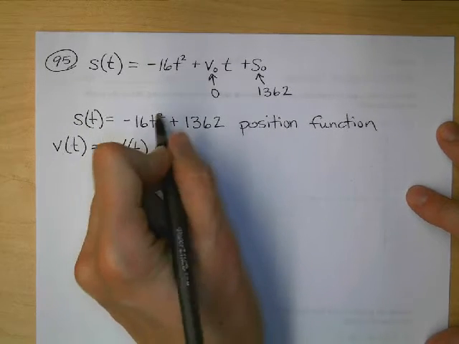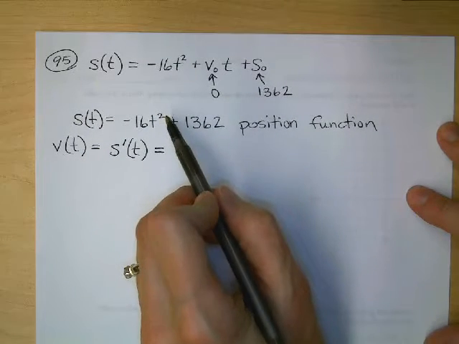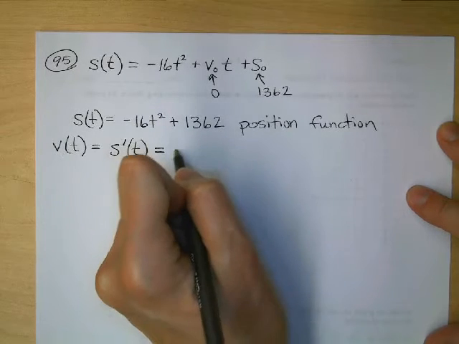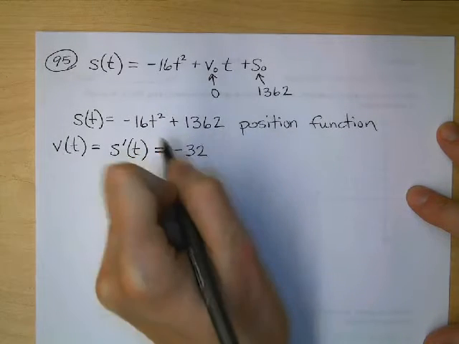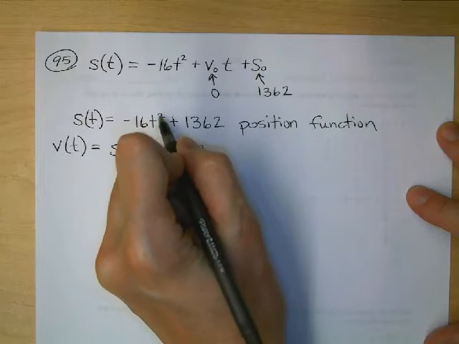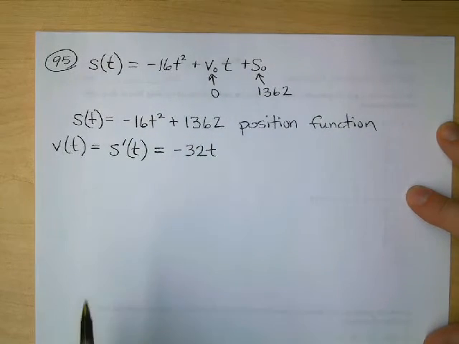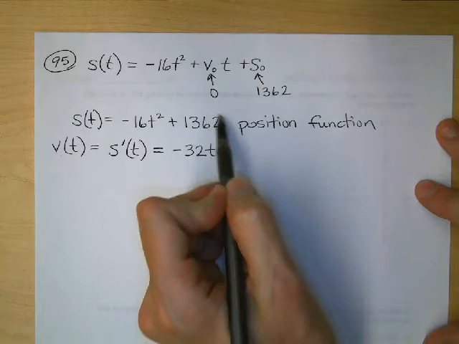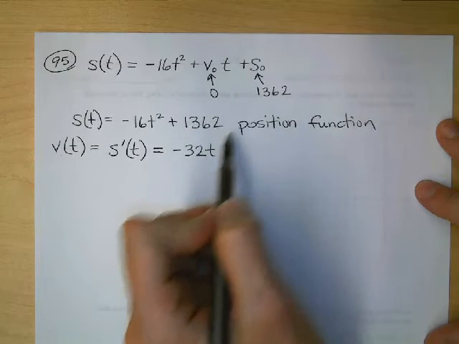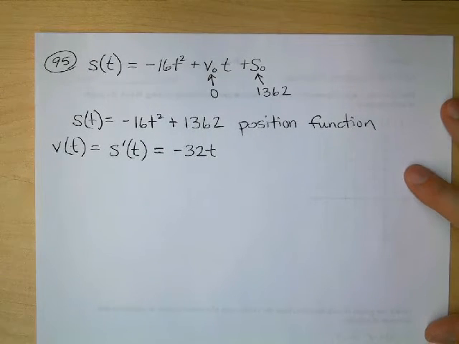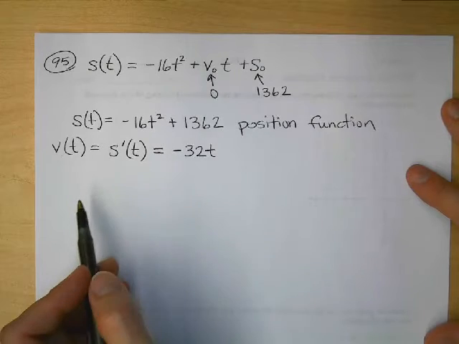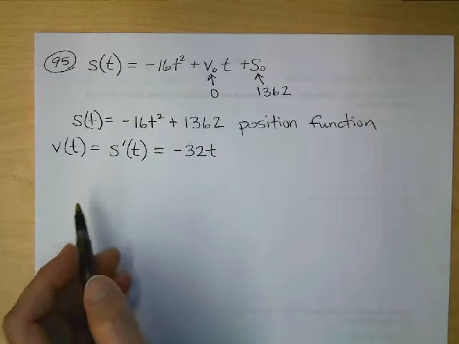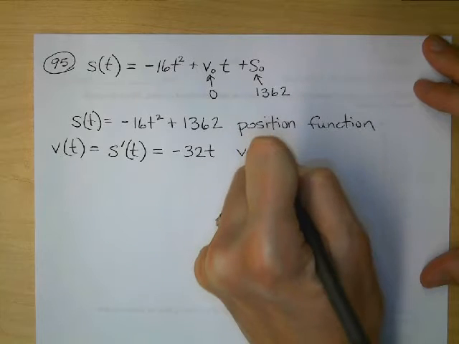So the derivative of this, you do that power rule we learned. Take 2 times negative 16, so it'll be negative 32. And then you subtract 1 from the power, so it'll just be t. So it'll just be negative 32t, and then the derivative of 1362 is 0. So it's just negative 32t. Okay, so that's part A, position and velocity functions. So this is the velocity function.